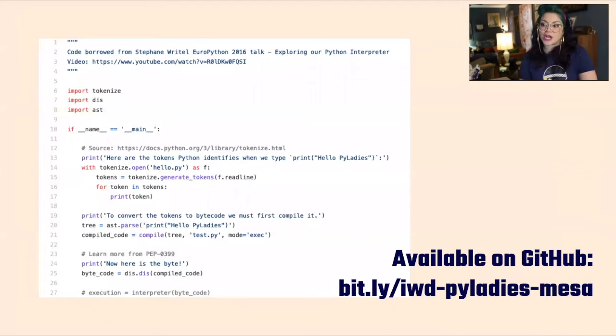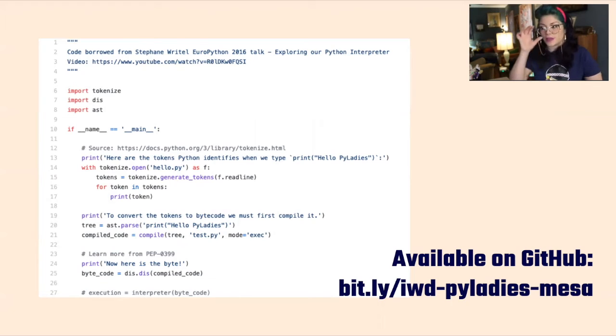You'll note that this code here actually is borrowed from Stefan's EuroPython 2016 talk, exploring our Python interpreter. He is really, really good at going in and talking about core Python development, about where to get started, how to understand what ships with Python when you actually go and download it. So this code here, specifically, if you want to view that talk, I've included the link here and I have a resources slide. But this code is also available on a GitHub repository I've made available called IWD-PyLadies-Mesa. So taking a look here, what you can see is we have a tokenize module, we have the dis module and the AST module.